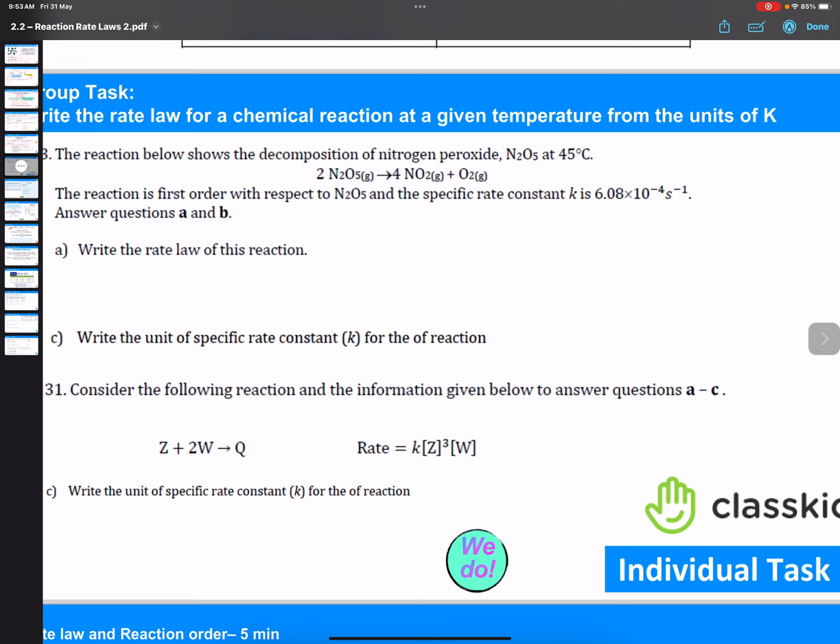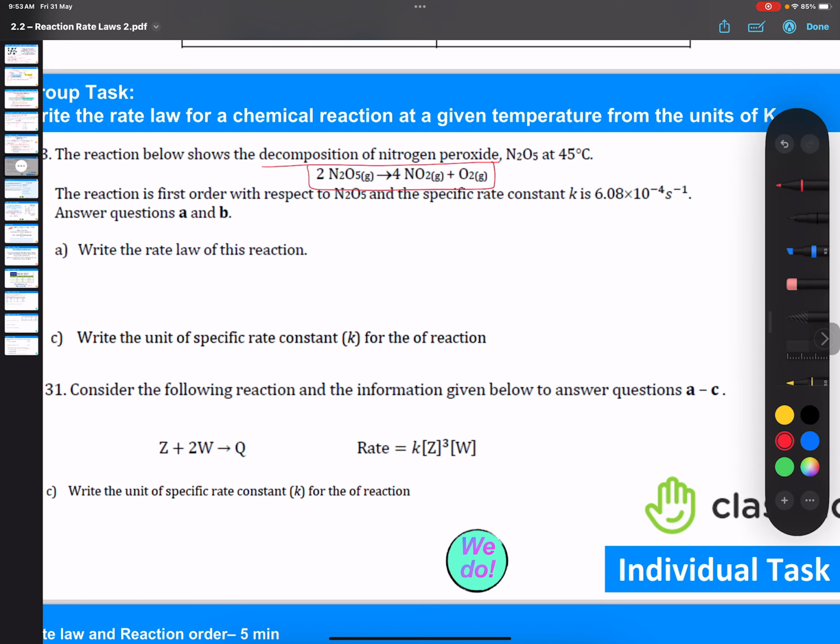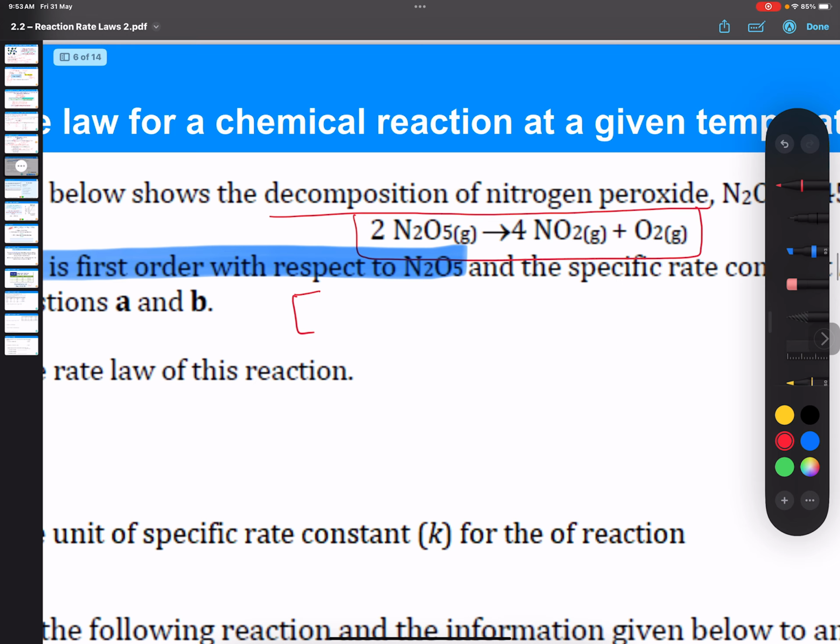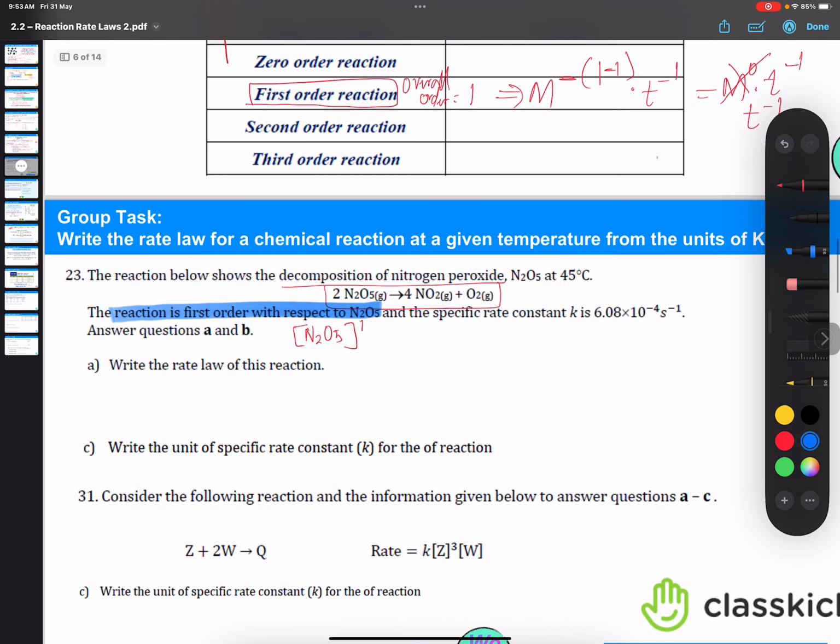Then let's look at this question. The reaction below shows the decomposition of nitrogen peroxide. So they have given you a reaction. It is now very important to extract the right information. The reaction is first order with N2O5. So I will suggest you quickly make a note here: N2O5 is first order and the specific rate constant is this. They have given you k.